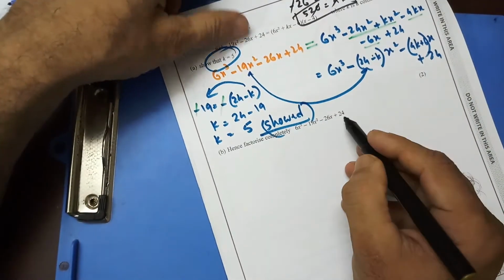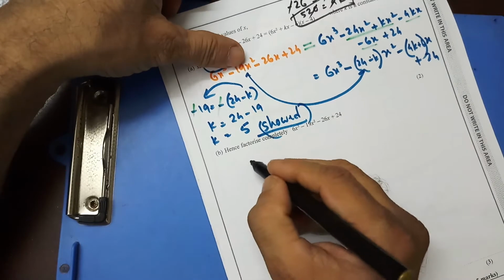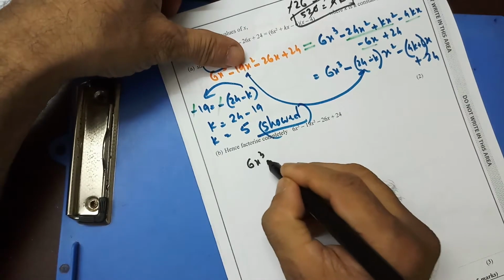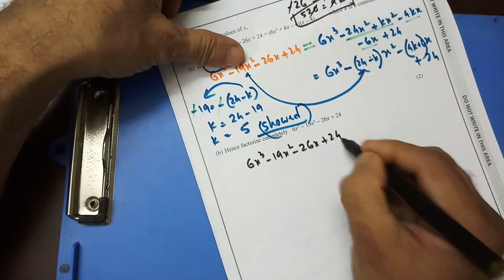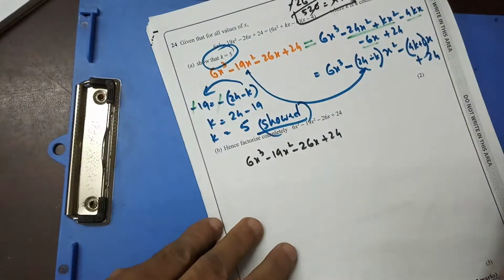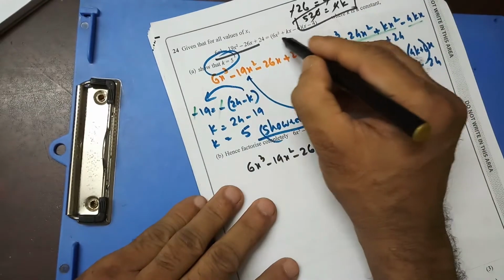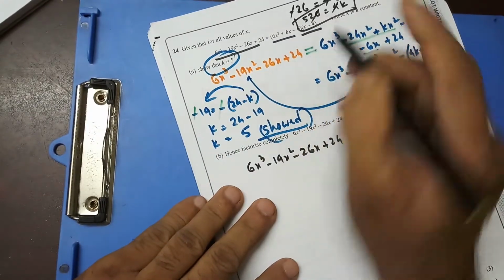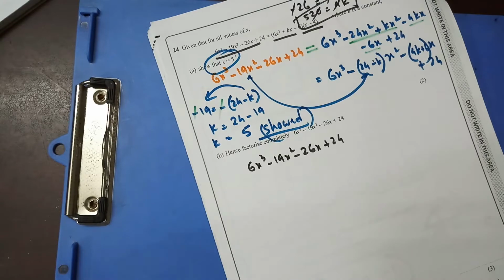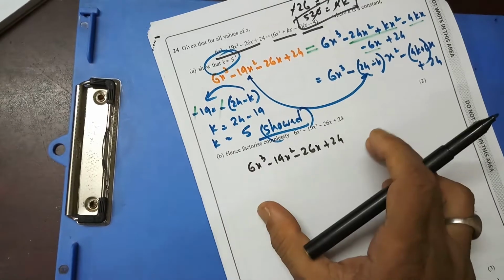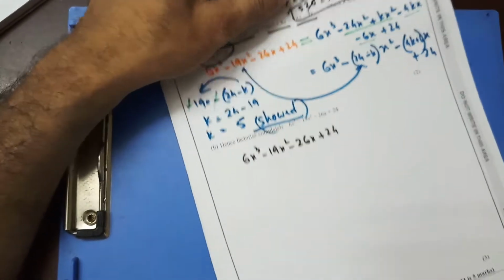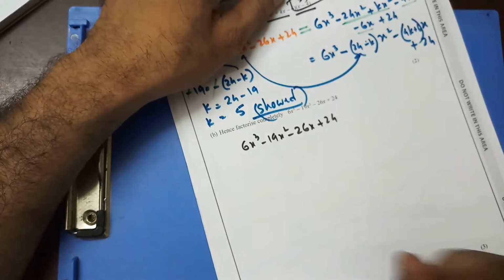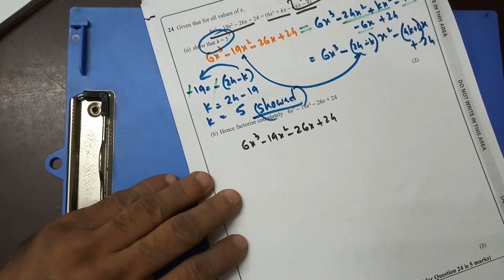Now hence factorize this completely: 6x cubed minus 19x squared minus 26x plus 24. Now when you have this, does this part equal to this times x minus 4? So x minus 4 is a factor. You can take x minus 4 from here. There are so many different ways you can do that. You can use the synthetic division method, the long division method, or the vanishing method. Right now I'm going to use the vanishing method.